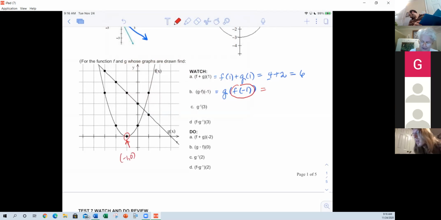Zero. Yes, zero. So that this is going to become g of 0. And so now I go to 0 and I match it to its point on the g function. And what is that value going to be? It'll be 3, right? So I'm looking at g of 0, and that is 3. And that's going to be my final answer.